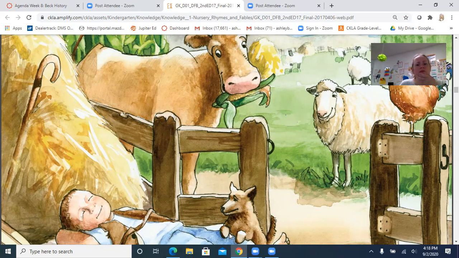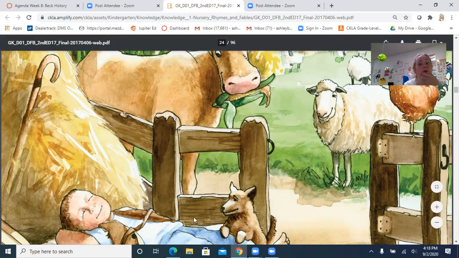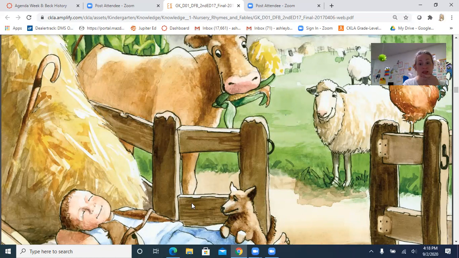I think they're supposed to be in that fence. Looks kind of like the fence got open. Uh-oh. And he needs to blow his horn so that the animals can get back where they belong. Good job.